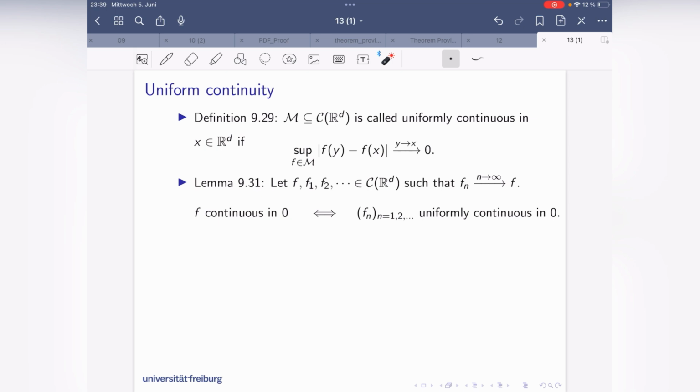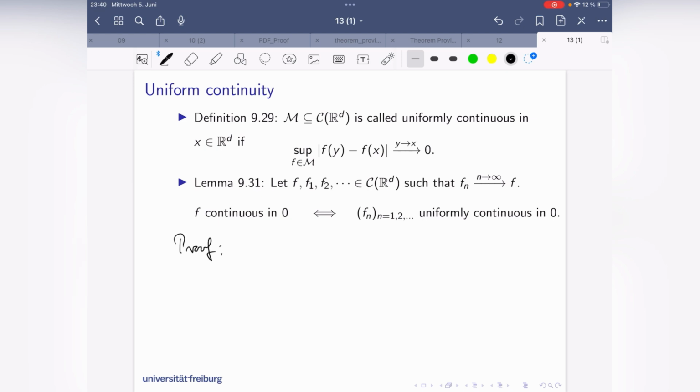And there is a basic result on this. If fn converges to f, and the set fn is uniformly continuous in 0, then the limit is continuous in 0. On the other hand, if it's continuous in 0, then we also have that the sequence is uniformly continuous. Let's prove that real quick.